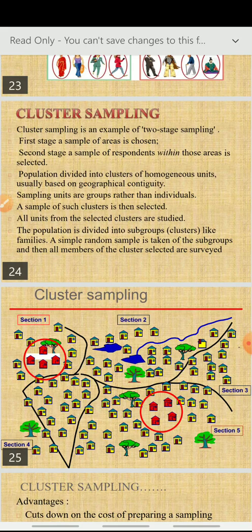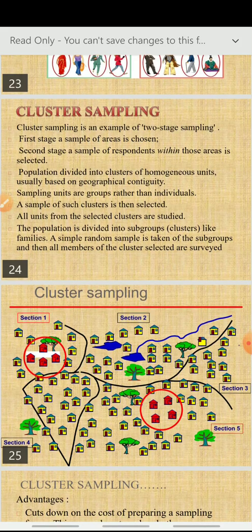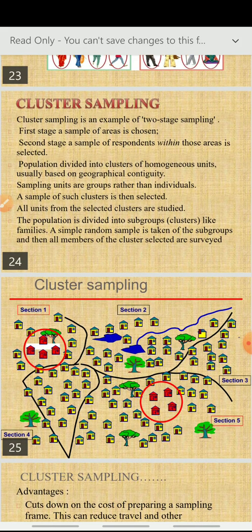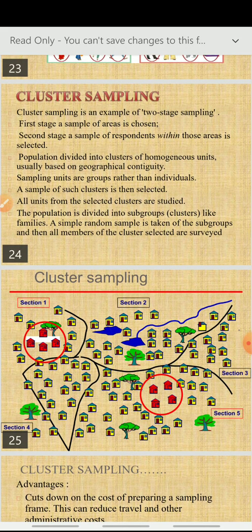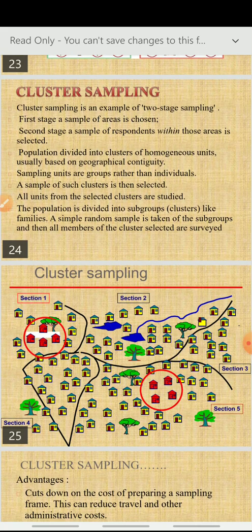First stage is a sample of areas is chosen. Second stage is where the sample of respondents within those areas is selected. Similarly, as in stratified sampling, we are framing strata here. We are framing clusters from the heterogeneous set of populations, and those clusters are homogeneous units.